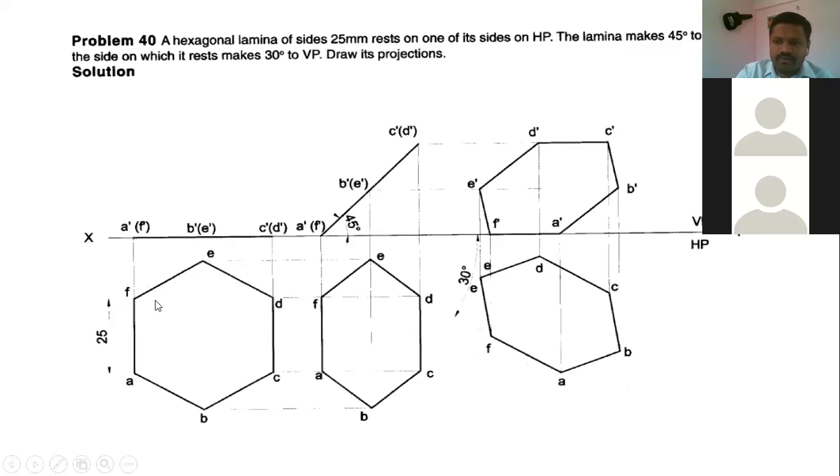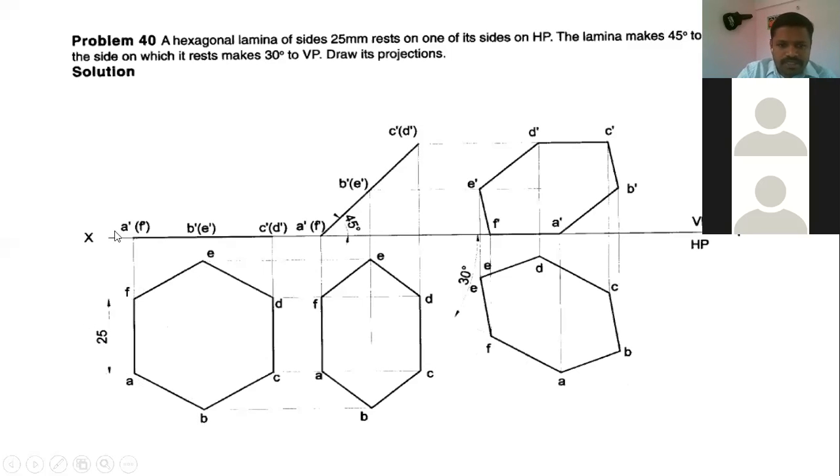Later, any one side length you have to mention, either here or here. Better you mention it here only. The side length is equal to 25 mm. That is the dimension line. Make sure that this entire boundary is dark enough, because it is a visible line, as the entire area is visible in the top side, in the top view.